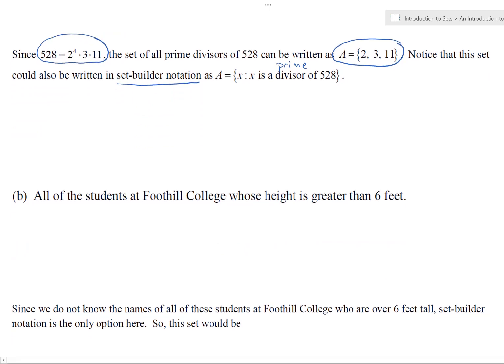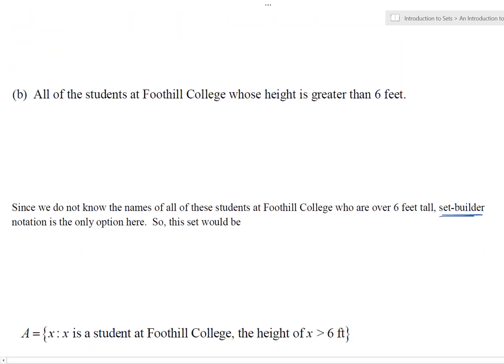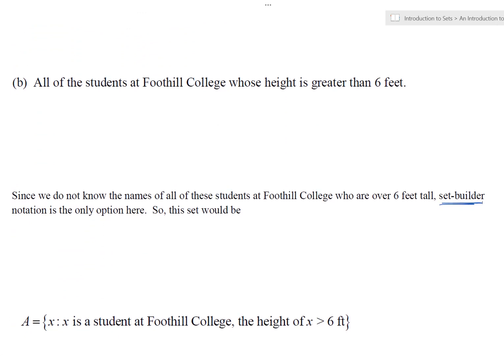Instead, we would use set builder notation. And what will we write? It's this set, this collection of x's. What are these x's? x is any student at Foothill College whose height is larger than 6 feet. And there's some stuff in there. We'd need more data to say specifically what's in there, but we know it's going to be all these people.